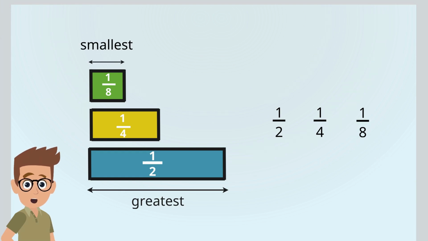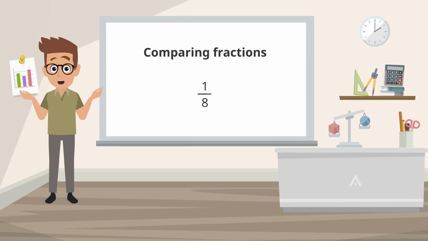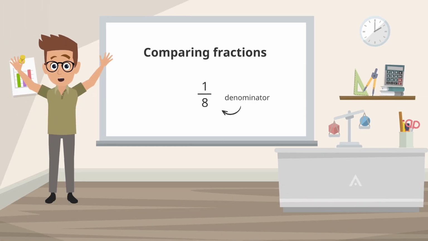We can use symbols to show that 1/2 is greater than 1/4, which is greater than 1/8. So, 1/2 is the greatest fraction, followed by 1/4, and then 1/8. Today we have learned how to compare fractions with the same denominator or numerator.